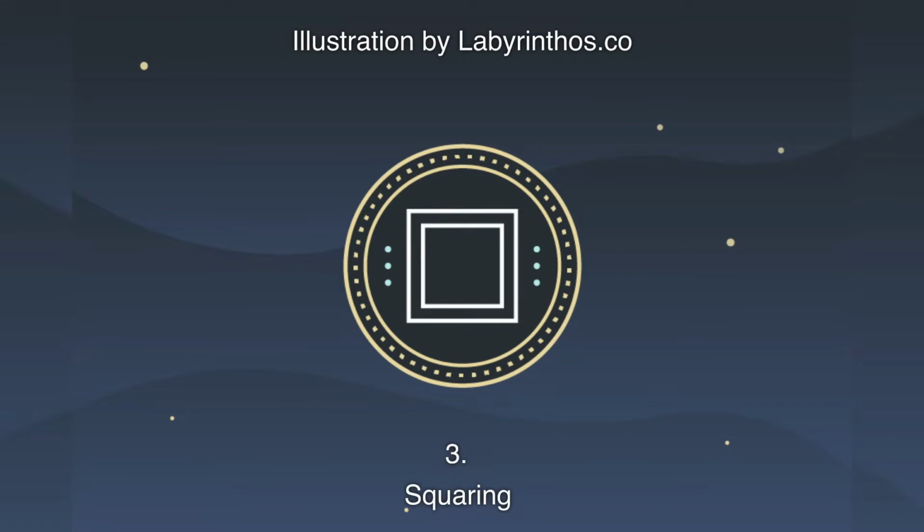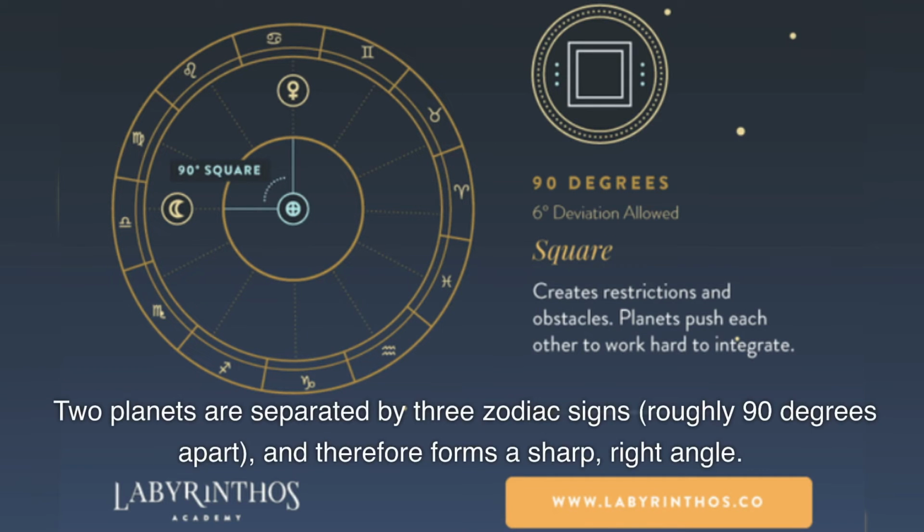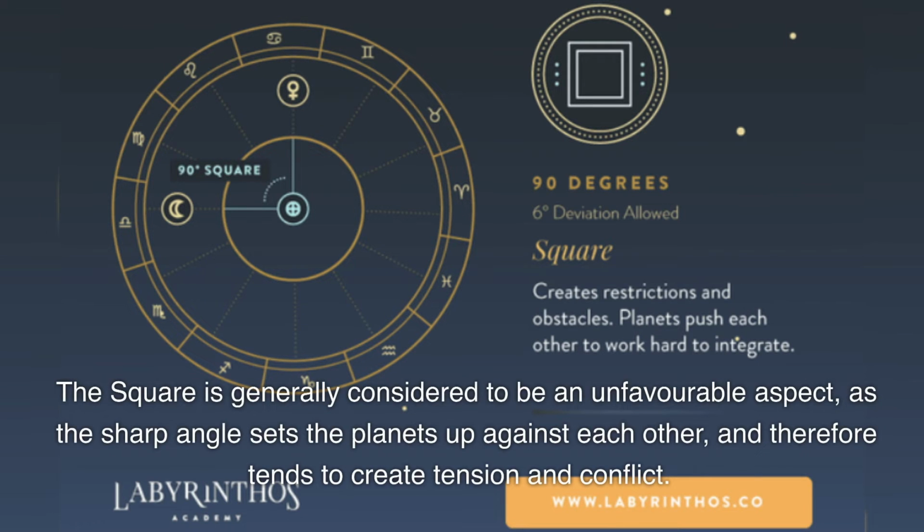Number 3, squaring. One step further than a sextile along the zodiac wheel is the square. Two planets are separated by 3 zodiac signs, roughly 90 degrees apart, and therefore form a sharp right angle. The square is generally considered to be an unfavorable aspect, as the sharp angle sets the planets up against each other and therefore tends to create tension and conflict.